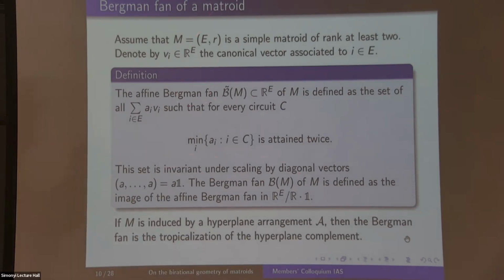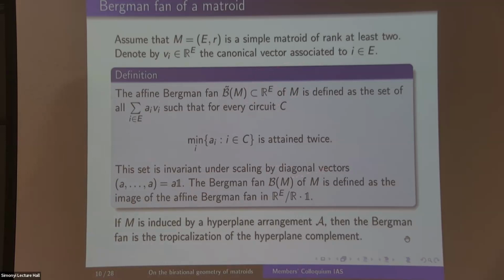And you have to do it for every circuit. Only if vectors pass this circuit test, that the minimum of the coefficients with numbers in the circuits is attained twice for each circuit, then you keep it. Often this space is too big. One wants to projectivize in a certain way.